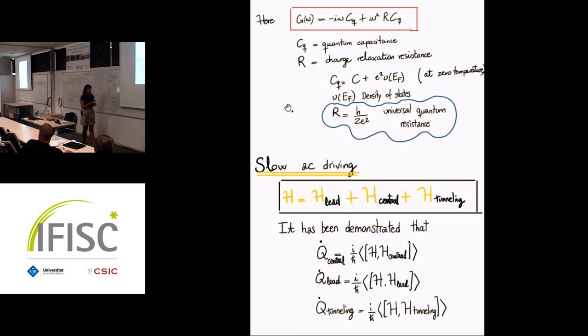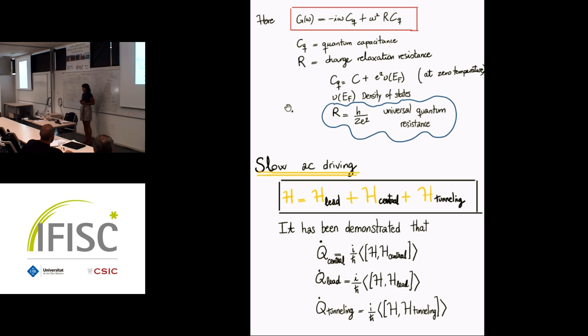So you expand this in the AC frequency, you obtain exactly the same equation as you have for a classical RC circuit, with the peculiarity that now these coefficients, C and R, are related to the quantum nature of the system, which means that now this C is not only the geometrical capacitance, but is the quantum capacitance, and is given by the geometrical capacitance times the density of states of our central system, or the quantum dot in that case.